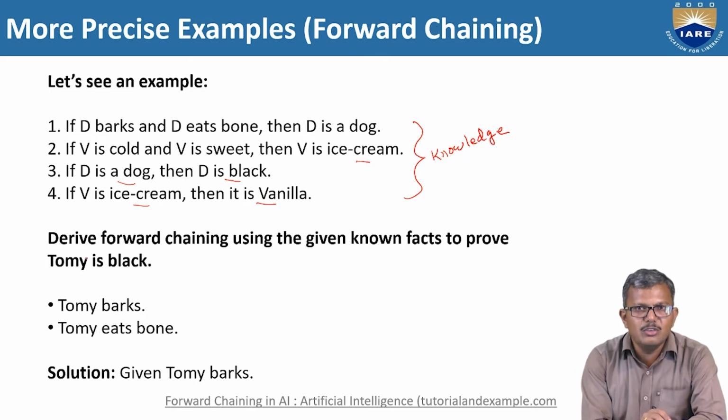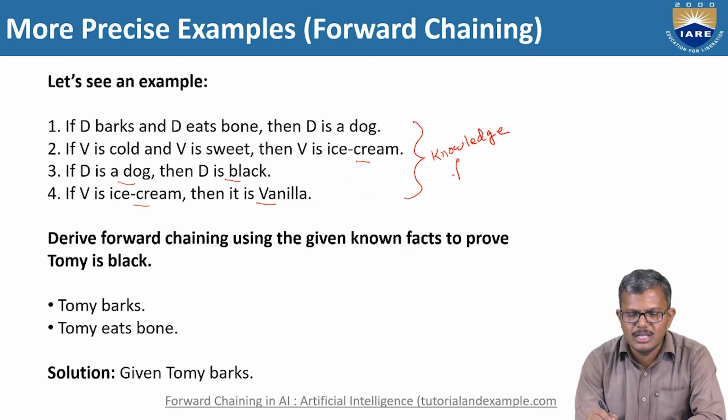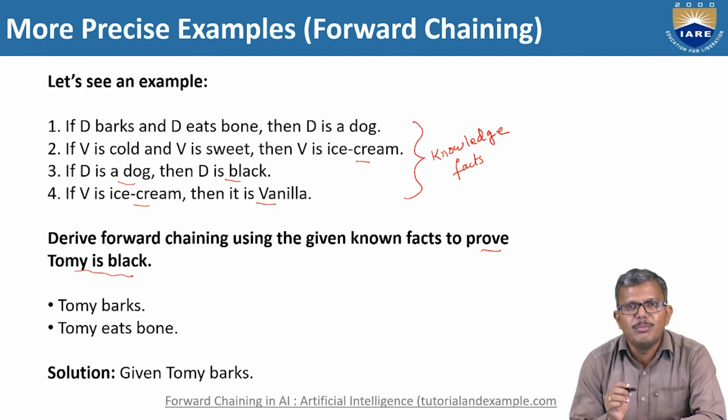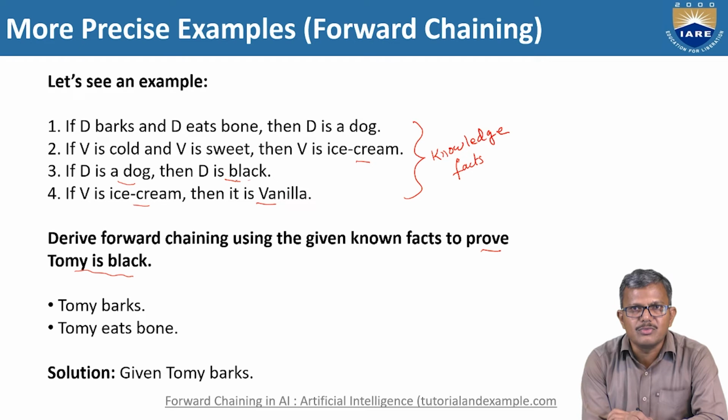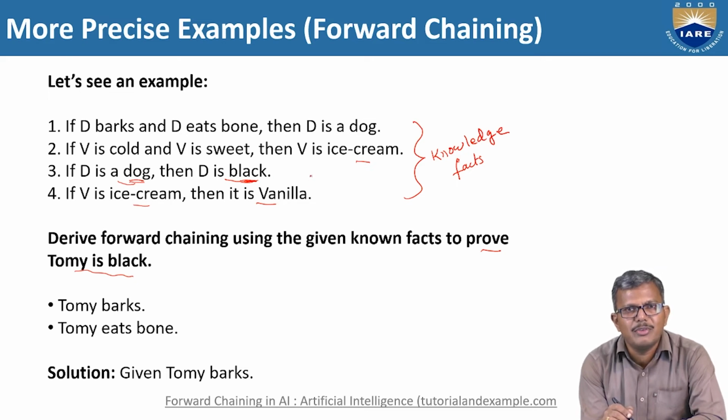So we need to derive the forward chaining process using the given facts. These are the facts, or otherwise we can say this is the knowledge. By using these facts, we need to prove something. What do we have to prove? We need to prove that Tommy is black. If you want to prove Tommy is black, observe this: before that you need to prove that Tommy is a dog. Once we are able to prove that Tommy is a dog, then we can say that it is black, based upon the facts that are given to us.